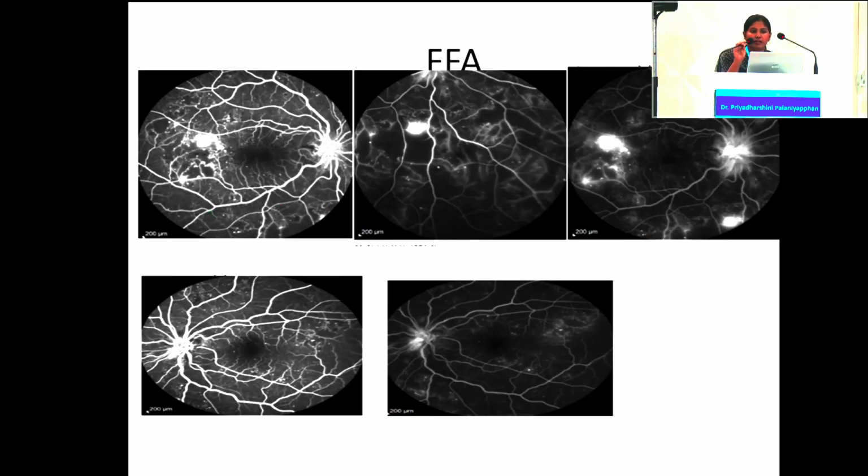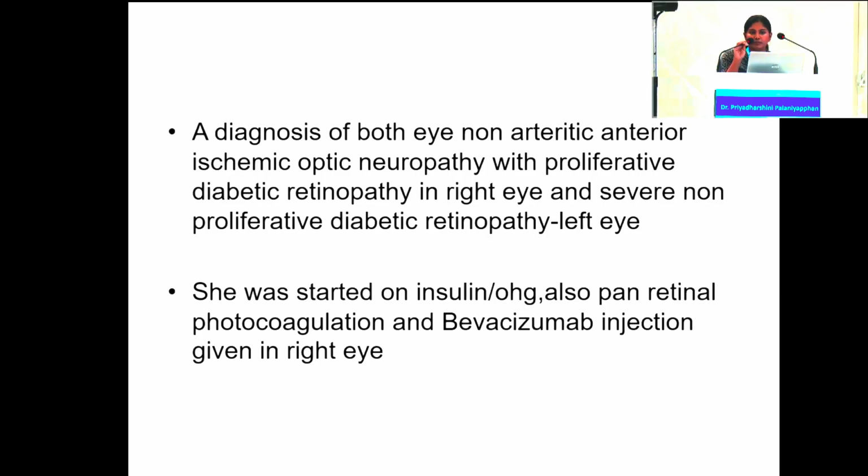FFA was done. The right eye showed extensive disc leakage, NVD and NVE were seen, and in both eyes there were extensive capillary non-perfusion areas. A diagnosis of both eyes non-arteritic anterior ischemic optic neuropathy with proliferative diabetic retinopathy in right eye and severe non-proliferative diabetic retinopathy in left eye was made. She was started on systemic medications, insulin and oral medications, and laser was done in the right eye and anti-VEGF bevacizumab injection was given in the right eye.